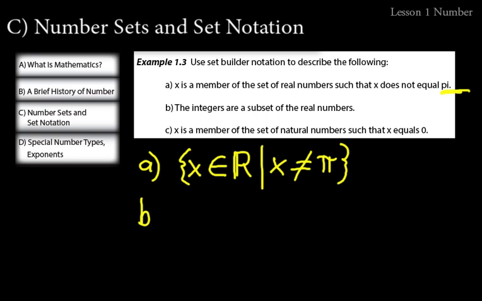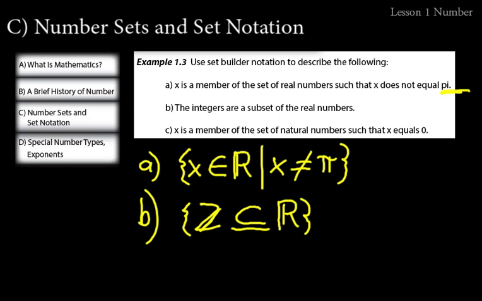B, the integers are a subset of the real numbers. How would you describe that? Well, the integers, what's the symbol for that? It's that Z with that double bar right there. Z is a subset of, or are a subset of, so that's kind of a sideways U with a line under it. That stands for subset of, and then the real numbers symbol there. And that's it. C, X is a member of the set of natural numbers.